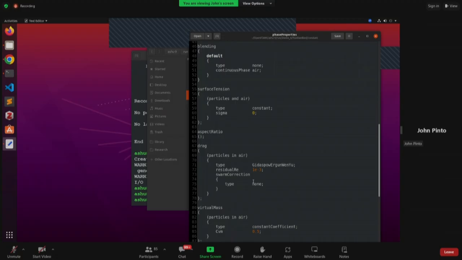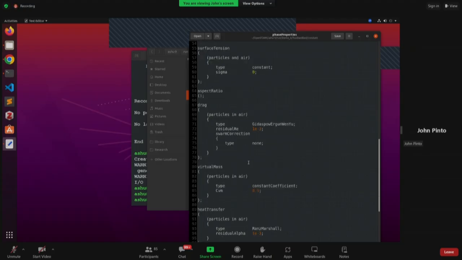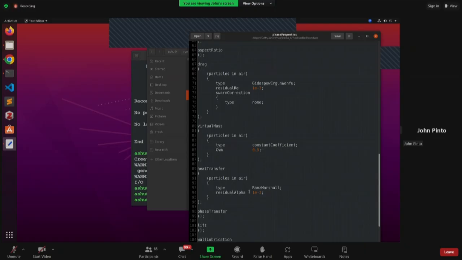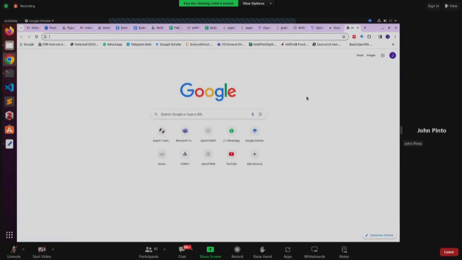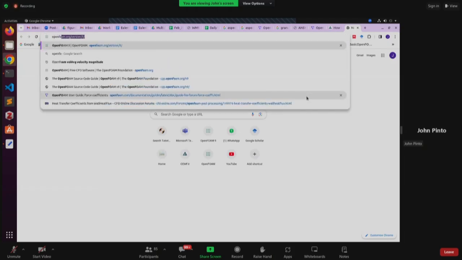Now we have given the drag. The drag coefficient for this is the Gidaspow model. You can go and search for this. It accounts for the packing factor and all those things. Here we have also given a virtual mass force and heat transfer. The heat transfer between the solid particles and air is modeled by the Ranz-Marshall model. If you want, you can search for that model and you will get details of it, similarly to how we did for the previous one.